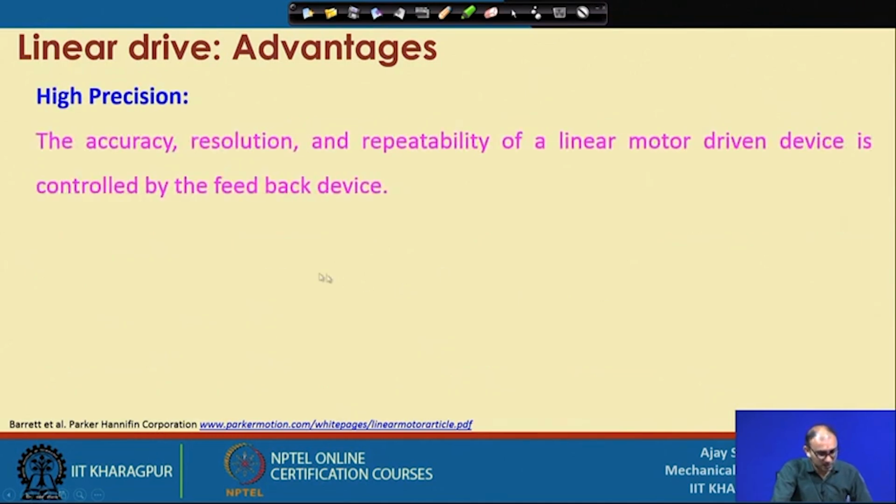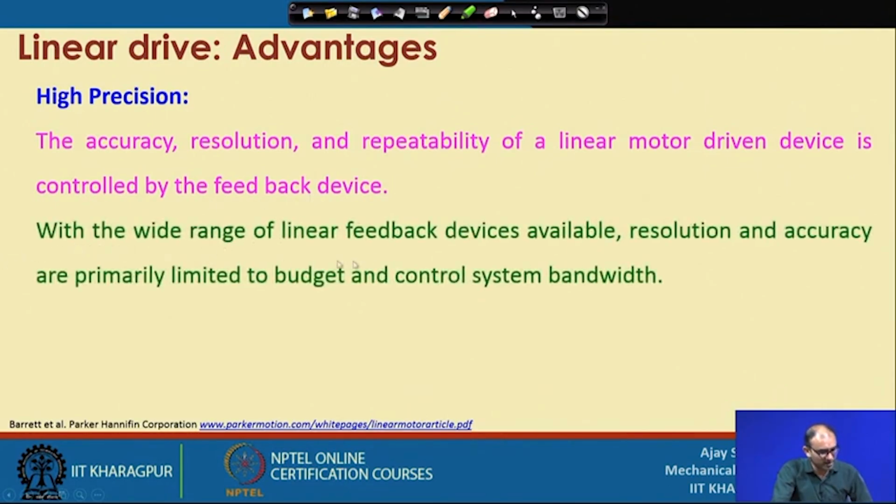Higher precision is there. Here everything depends on the feedback devices. The accuracy, resolution and repeatability of a linear motor driven device is controlled by the feedback devices. With a wide range of linear feedback devices available, resolution and accuracy are primarily limited by the budget and the control system bandwidth, because we know that we can get a feedback resolution of a linear encoder of 0.1 micron also, but the cost is also very high. Everything depends on the budget of your system and the control system bandwidth, that is, how many data you are passing in 1 second or 1 unit time.